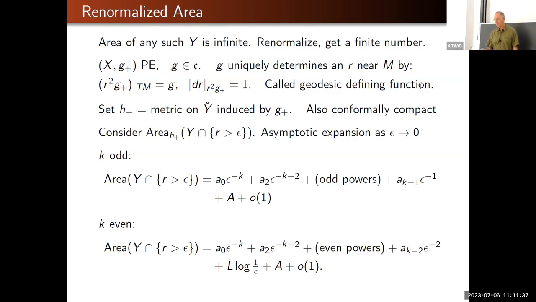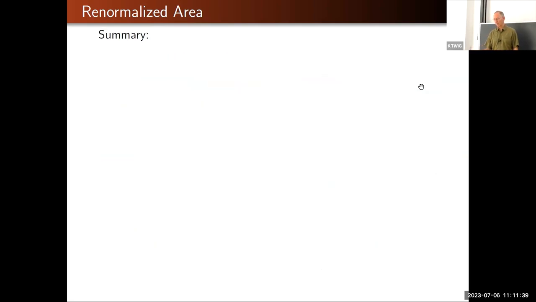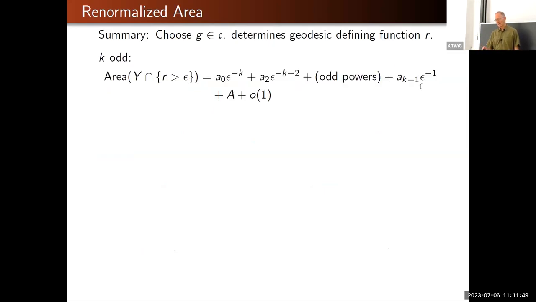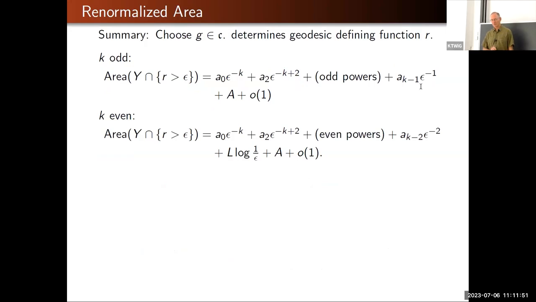Yep. Okay. So let me summarize. It's actually just a summary of what we just did, mostly because I want to rewrite those equations again. So we choose a metric in the conformal infinity that uniquely determines this geodesic defining function, and then we have these expansions. Right? Just summarizing what we did on the previous slide.